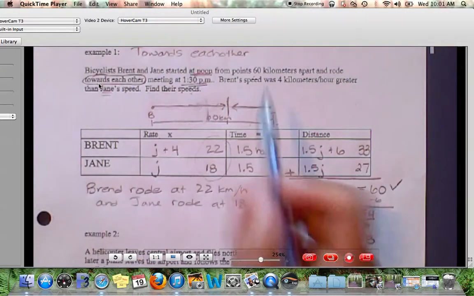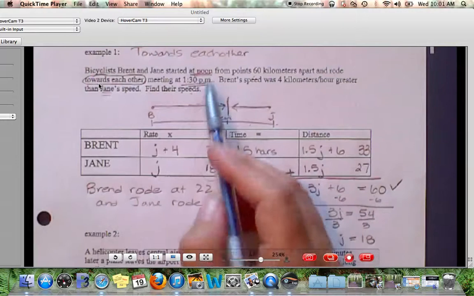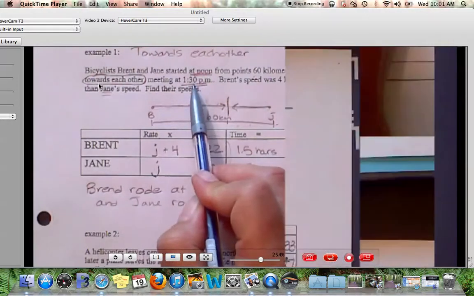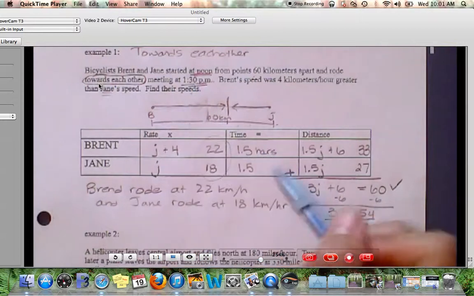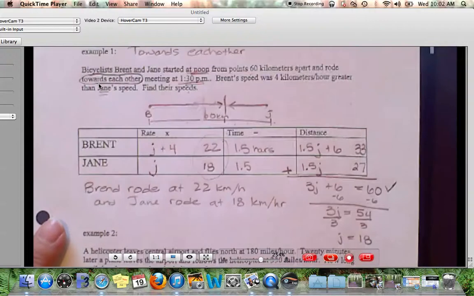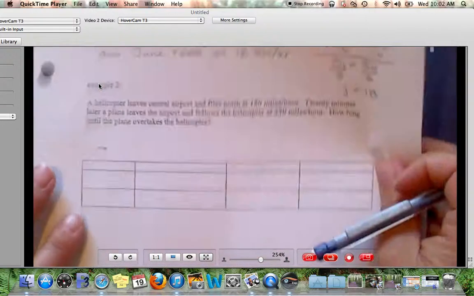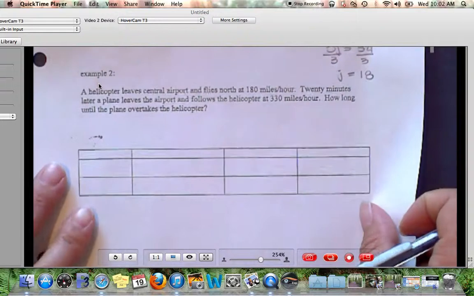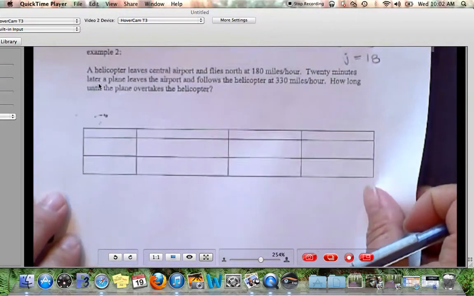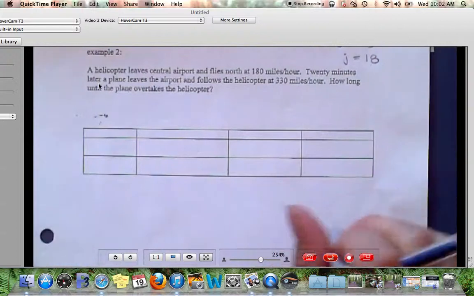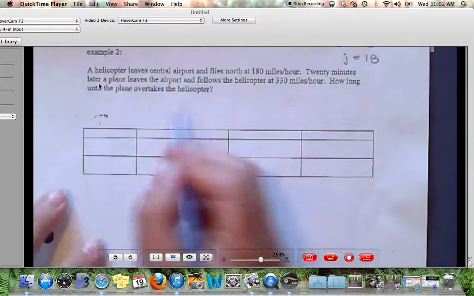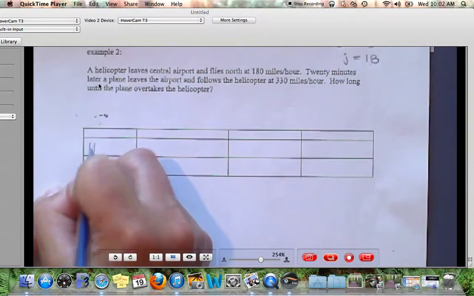And the time isn't too tricky there because we know they leave at noon, they arrive at 1:30. They're both going the same amount of time. So those are a couple things we will have to consider in the next problem. If any of that's confusing, go back and redo the problem and watch the example again if you need it. Example 2 says a helicopter leaves Central Airport and flies north at 180 miles per hour. So we know we're talking about a helicopter.